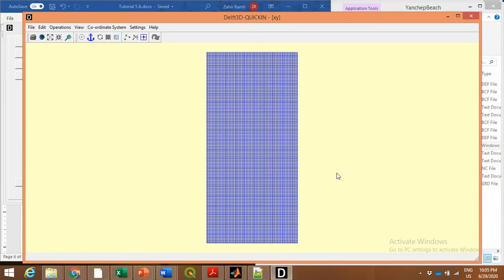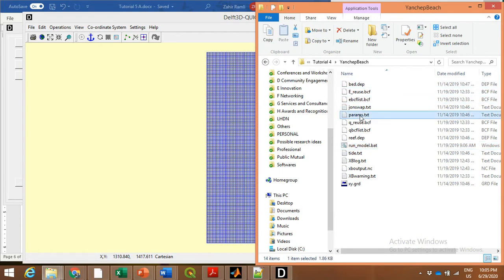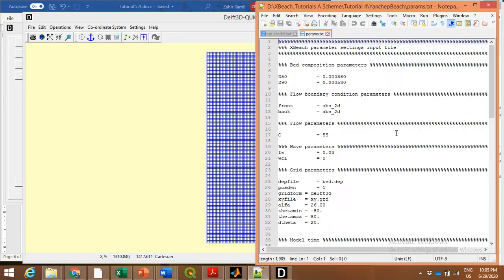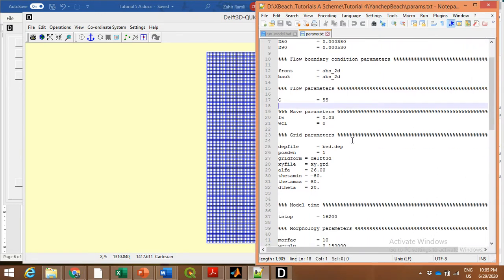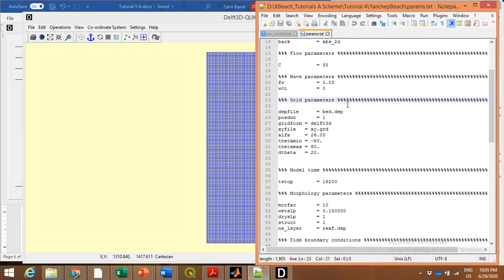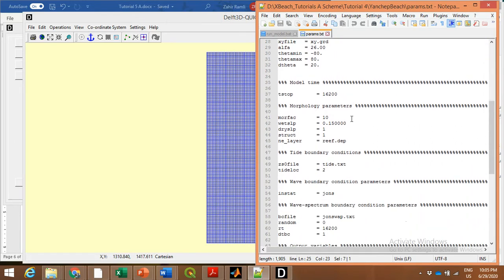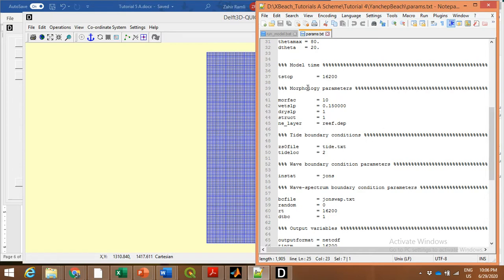The key is that you may know what exactly these two depth files represent through the params. So you can open the params first and check. Under the grid parameters, the depth file is equal to bed.dep. So what does reef.dep represent? You find reef.dep under the morphology parameters. You can find that it shows the ne_layer.